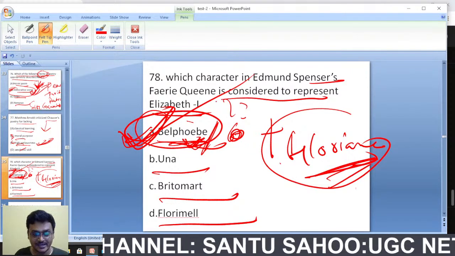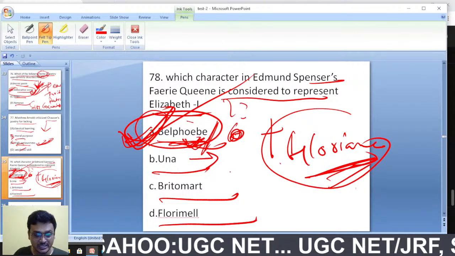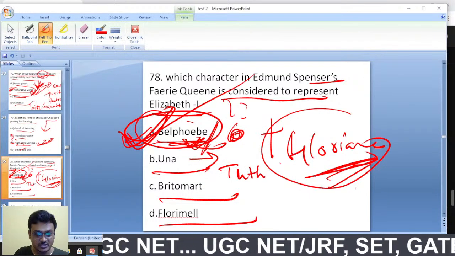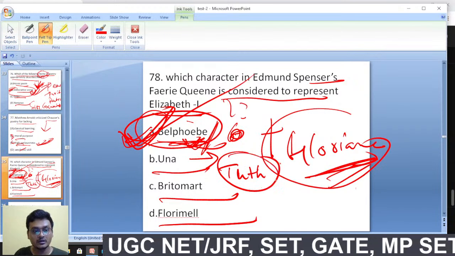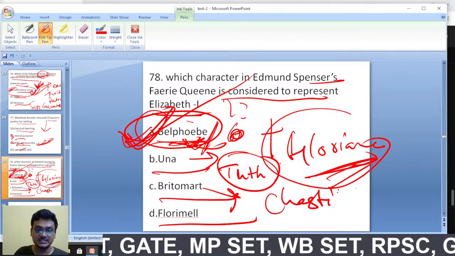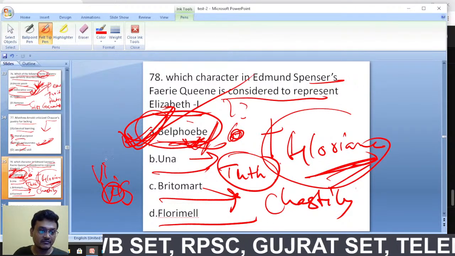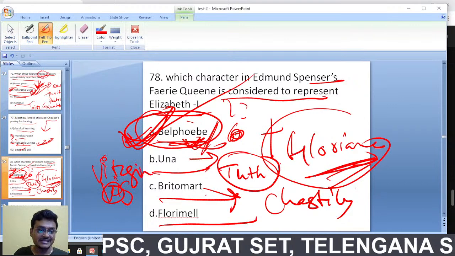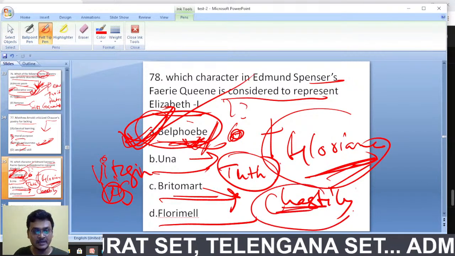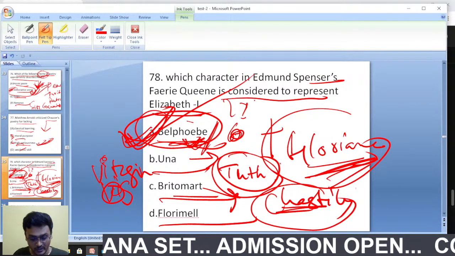Got it? Belphoebe and Gloriana, these two characters. And Una represents truth. Britomart represents chastity. Virgin Britomart represents chastity. Una represents truth. Belphoebe and Gloriana represent Elizabeth I.